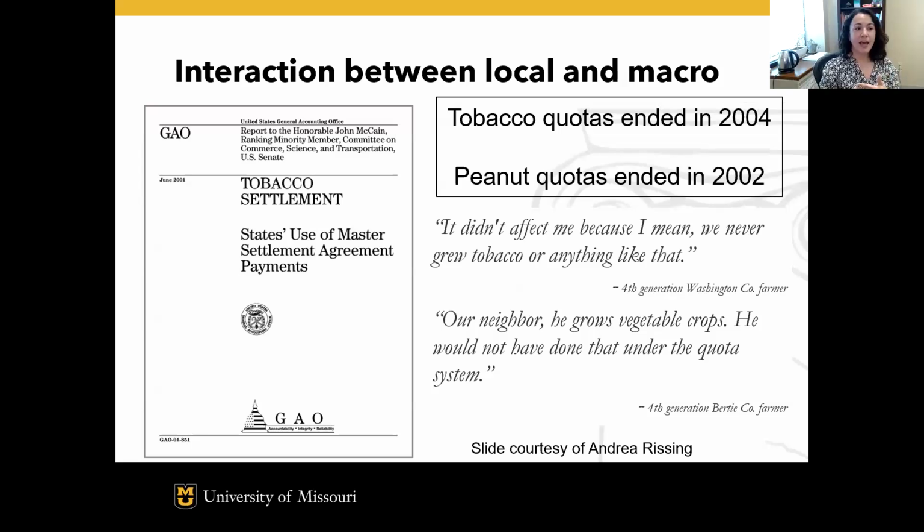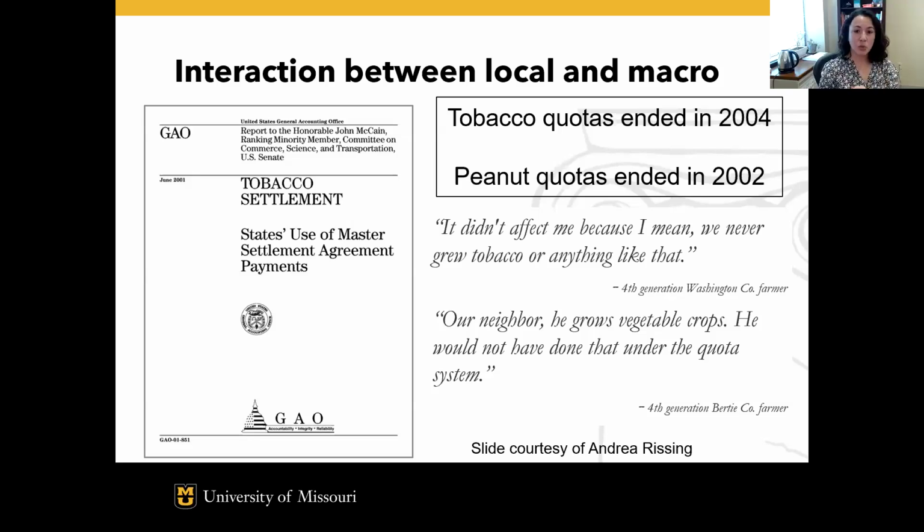When we apply that macro policy on top of these local differences, we end up with this split in trajectories. In Washington County, which was the simplifying county, you had people say that it didn't affect me at all. These quotas ending didn't affect me because I didn't grow tobacco. You also had people in Washington County say things like, well, I had a neighbor that grew tobacco, but they just got out of it and decided to only grow corn and beans because of the loss of the tobacco quotas.